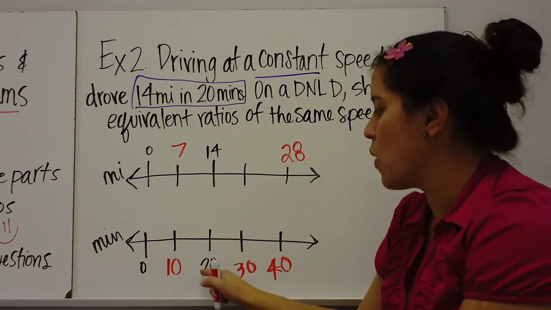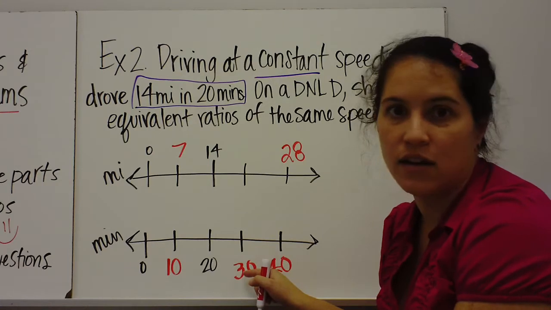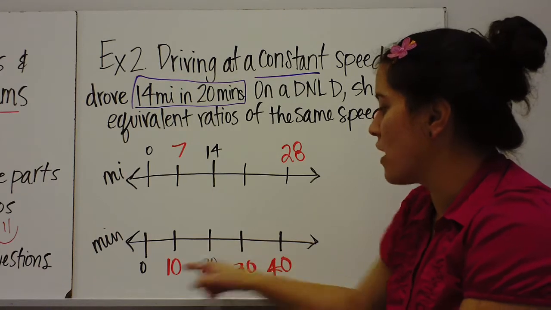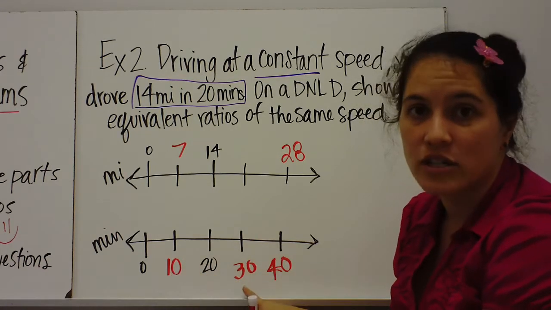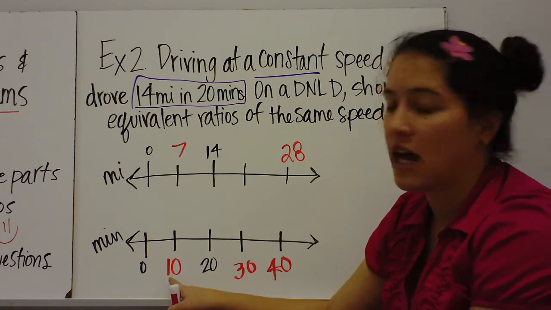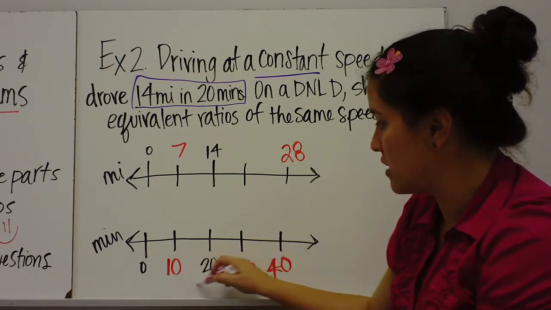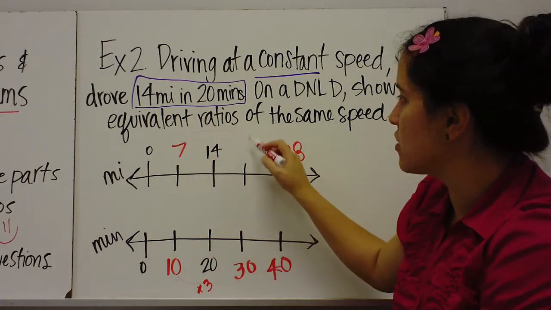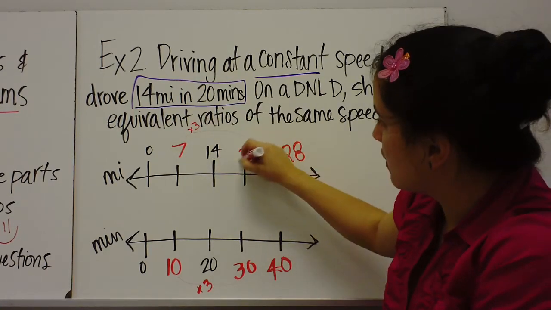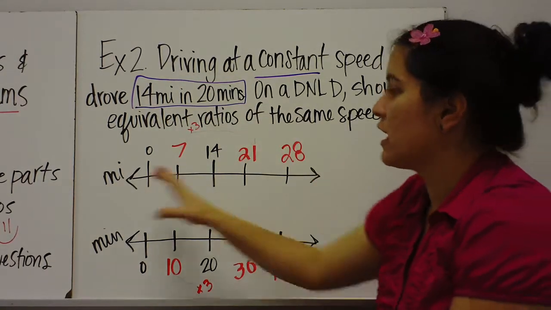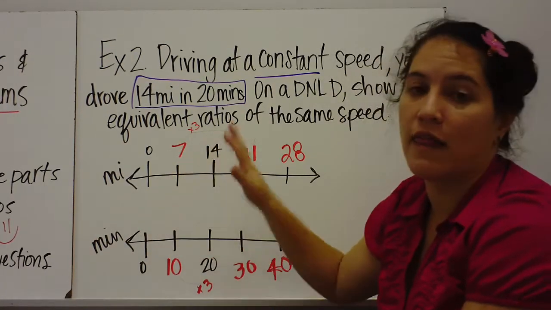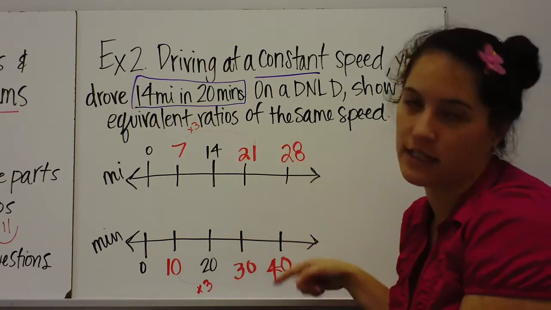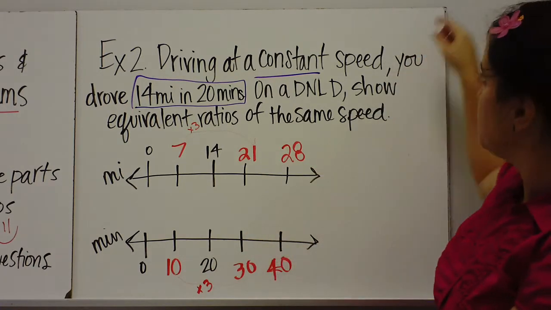Now, does 20 go into 30 easily? No, there's not really a factor. I mean, there is one, but it's not a nice scale factor. So instead of using 20, let's use 10. Does 10 go into 30 easily? Yes. 10 times 3 would be 30. So then we would have to do 7 times 3, and that would be 21. So again, this is a double number line diagram, and they are equivalent ratios. 7 to 10, 14 to 20, 21 to 30, 28 to 40. Equivalent ratios.